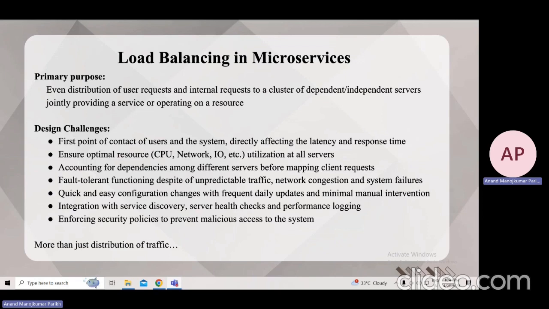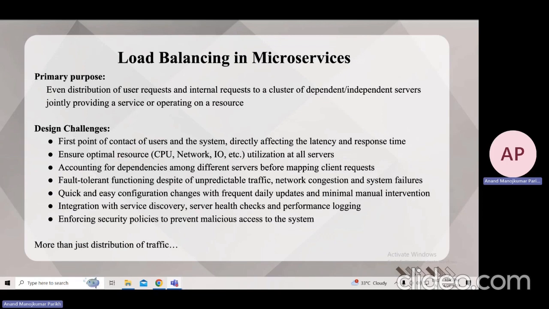In microservice architectures, servers might be interdependent, so load at a given server also affects the load at other servers dependent on it. It is also the load balancer's responsibility to ensure fault-tolerant functioning in spite of unpredictable traffic, congestion in the network, and small or large system failures happening continuously at different points. Microservices, unlike monoliths, are updated multiple times a day, so the load balancer must adapt to such dynamic configuration changes automatically without any manual intervention.